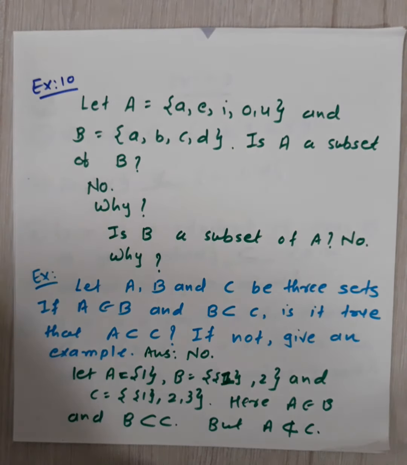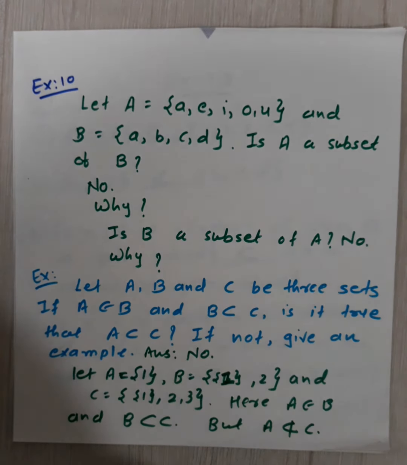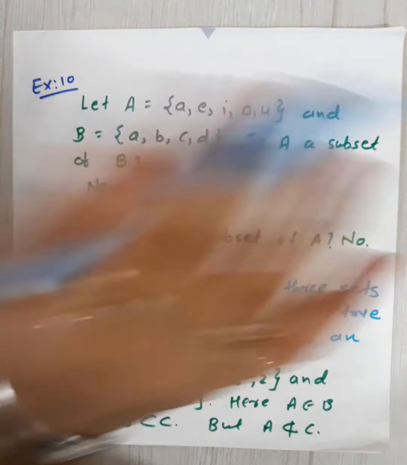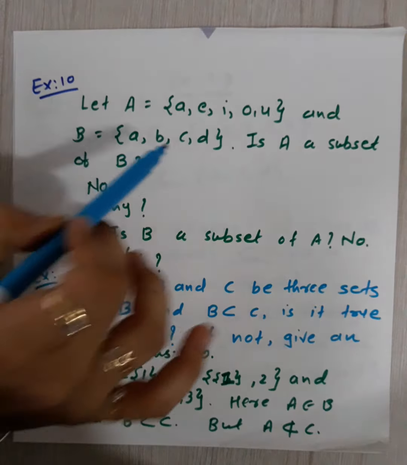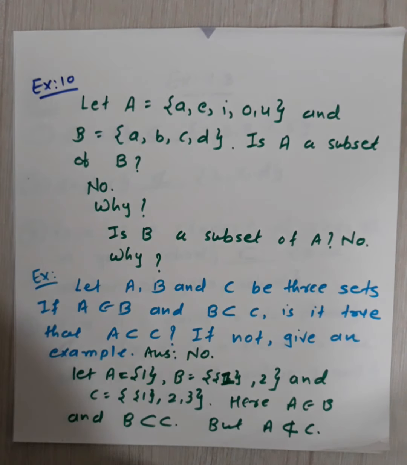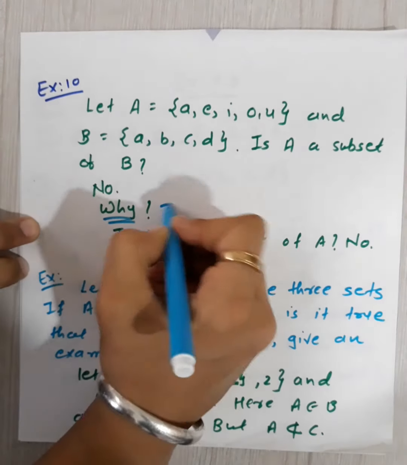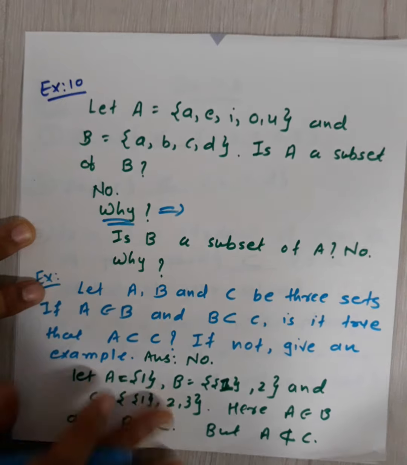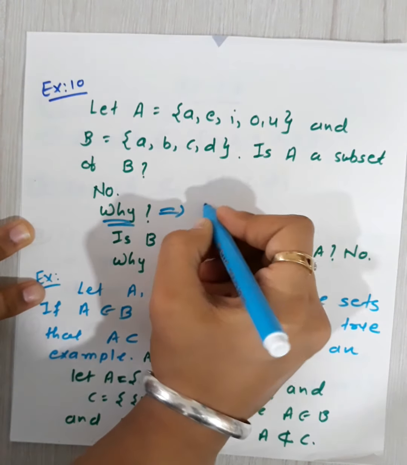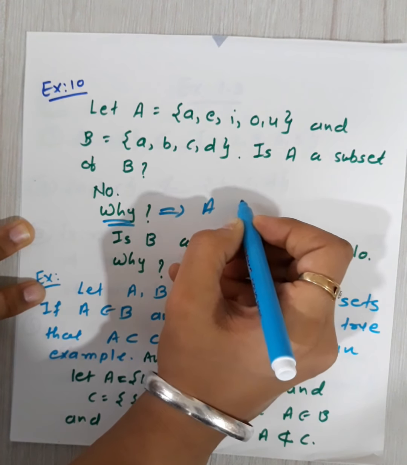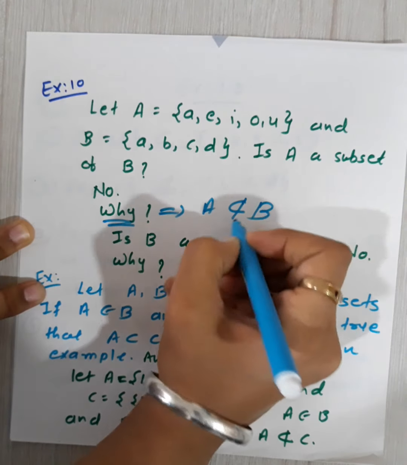Now another example: let A is equal to {A, E, I, O, U} and B is equal to {A, B, C, D}. Is A a subset of B? No. Why? You have to write why. A is {A, E, I, O, U}. Is A a subset of B or not? A is not a subset of B.